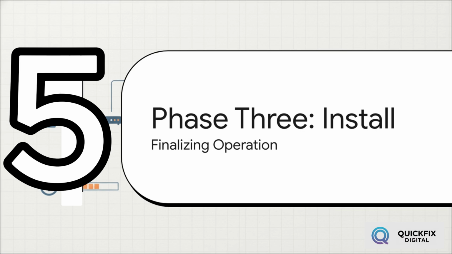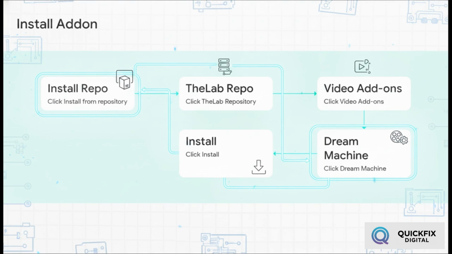Let's see how this builds. Concisely, here are the final 5 steps to get us across the finish line. Step 15. From the package installer screen, click Install from Repository. Step 16. Select the lab repository from your list of installed repos. Step 17. Since Dream Machine handles video content, you're going to click on Video Add-ons. Step 18. Scroll through that list and click directly on Dream Machine.